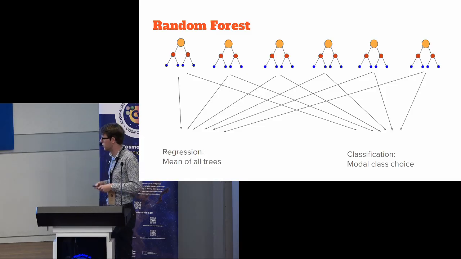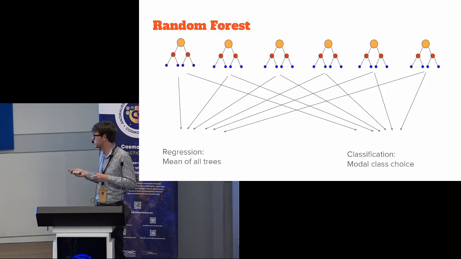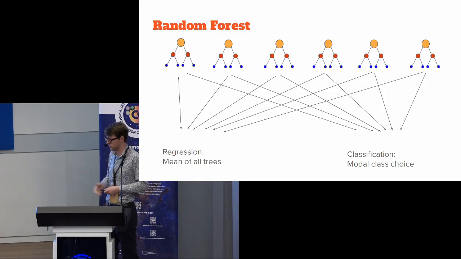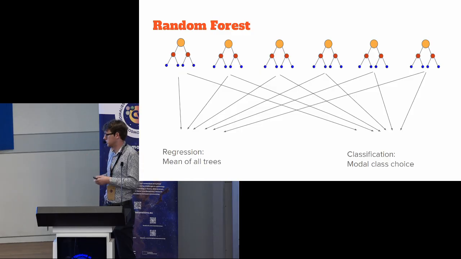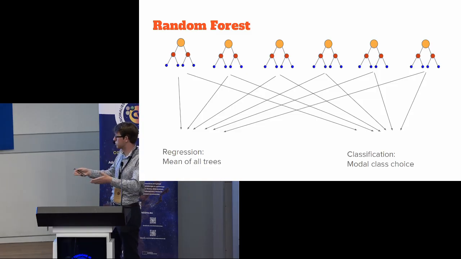And you can use this for both regression and for classification problems. And so if you want to do a regression problem with a random forest, you basically take all the outputs from your decision trees and find the mean of all of those, and that gives you your output. Or if you want to classify some data, you could say take the most common class that the trees have selected.